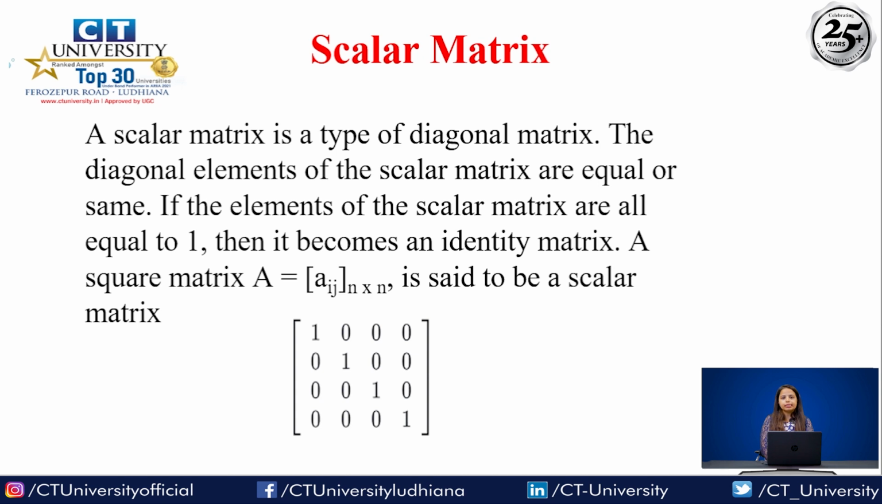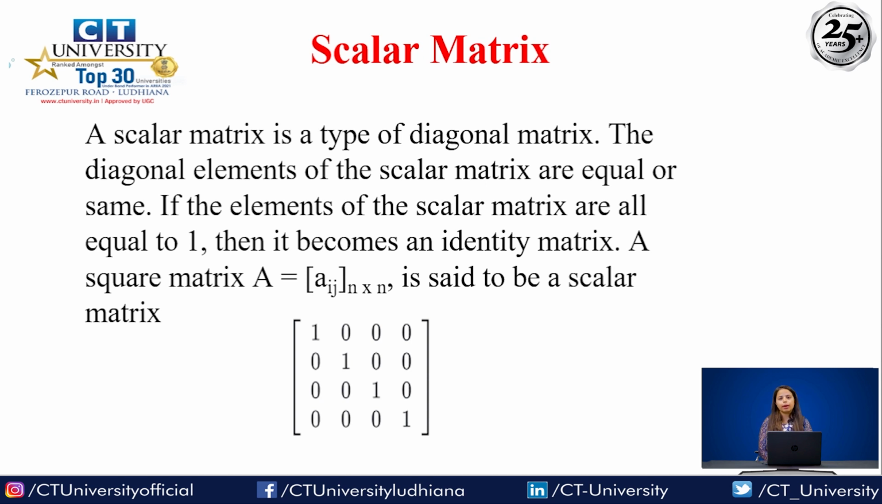And the next one is the scalar matrix. So what is a scalar matrix? A scalar matrix is a type of diagonal matrix. The diagonal elements of a scalar matrix are equal and the same. If the elements of the scalar matrix are all equal to 1, then it becomes an identity matrix. A square matrix A = [aij] of order n cross n is called a scalar matrix.